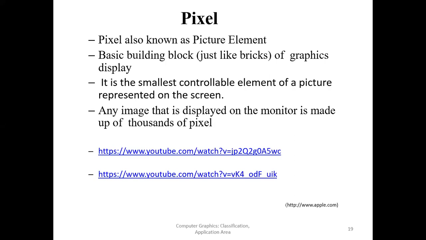And it is the smallest controllable element of a picture represented on the screen. Again, this is the smallest, but we can actually control it. And how we can control it, we'll see very soon. And then the last point, any image that is displayed on the monitor is made up of thousands of pixels. So in your computer monitor, you basically have thousands of pixels. So now let's see the video.